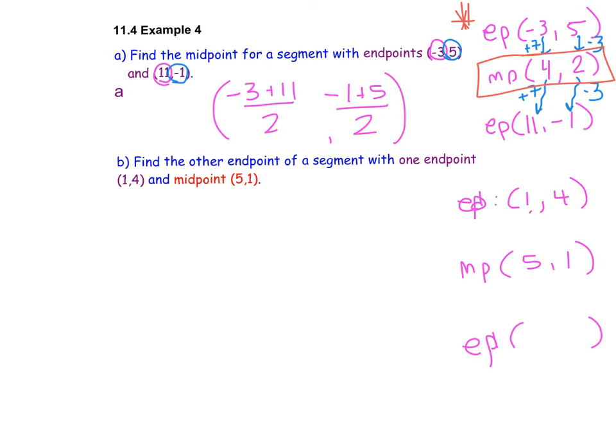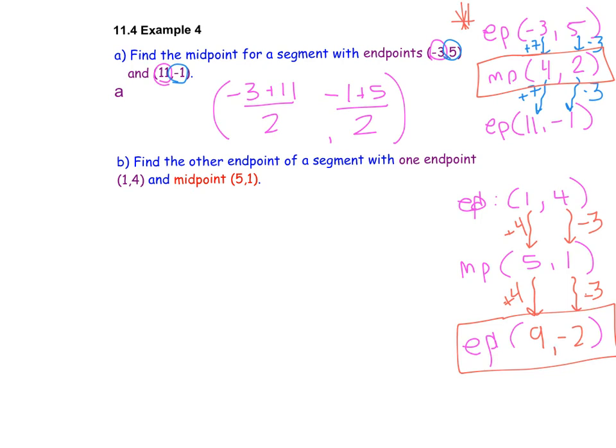I know that to go from 1 to 5, I added 4. And I also know that my midpoint is exactly in between the two endpoints. And so in order for 5 to be the same distance from the second endpoint, I would need to add 4 to 5. And if I do 5 plus 4, that brings me to 9. Then if I go over to the y-coordinate, 4 to 1, I would need to subtract 3, so I want to apply the same pattern here, and that brings me to negative 2. So here I have an endpoint of 9, negative 2.